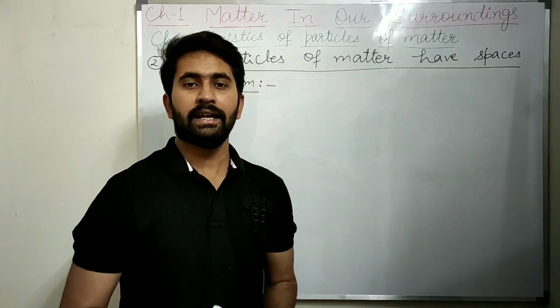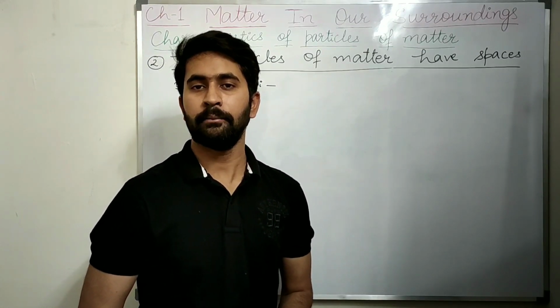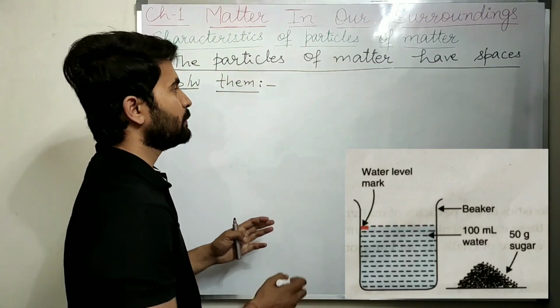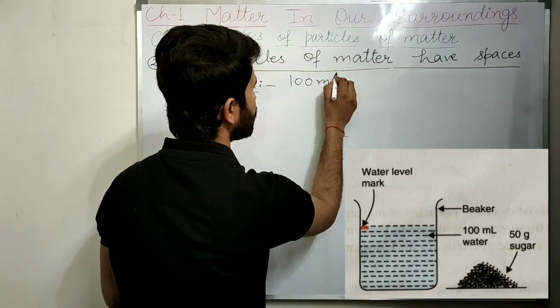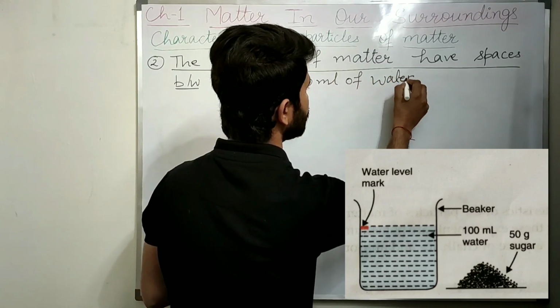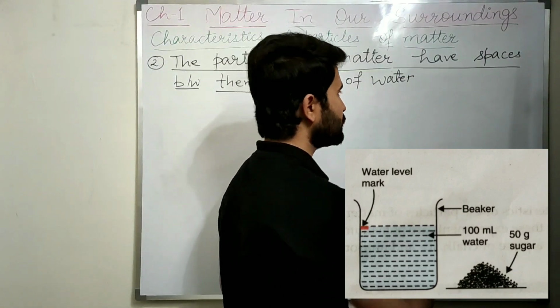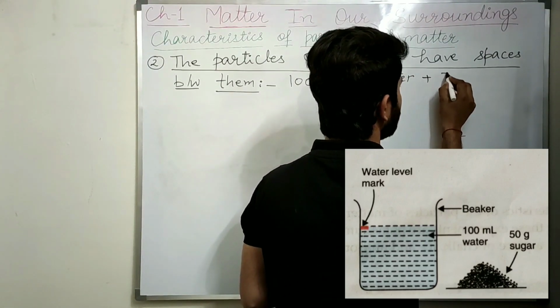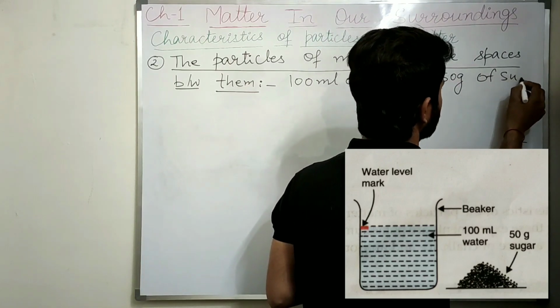To show that the particles of matter have spaces between them, we need 100 ml of water. Along with water, we also need 50 grams of sugar.